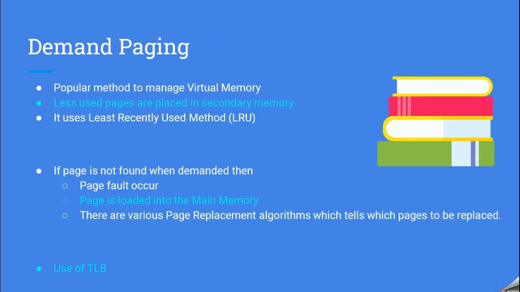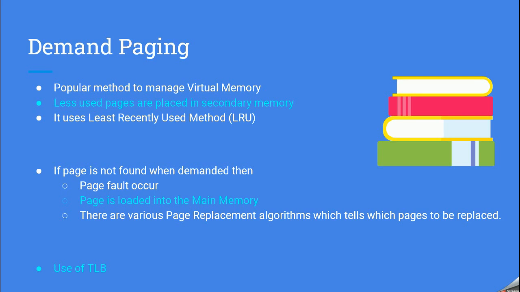Demand paging is a popular method in virtual memory. That means only those pages which are being used will be loaded. Those pages which are not being used are put on the secondary memory, using the least recently used method, LRU. Those pages which are not demanded, not being used, are not loaded.